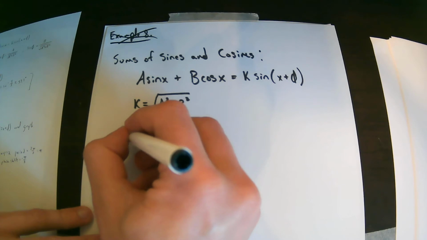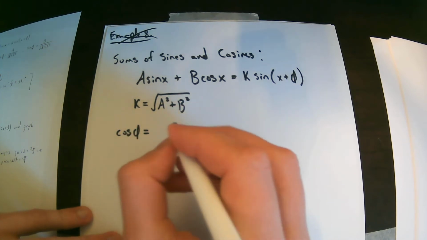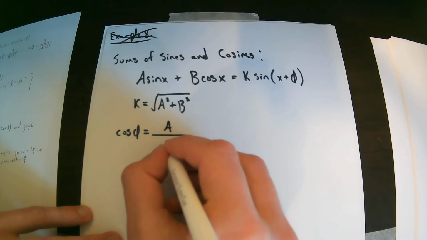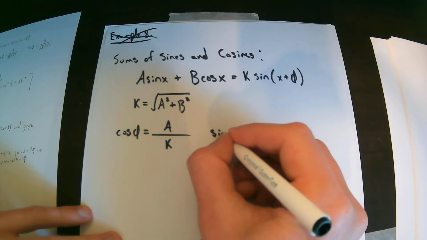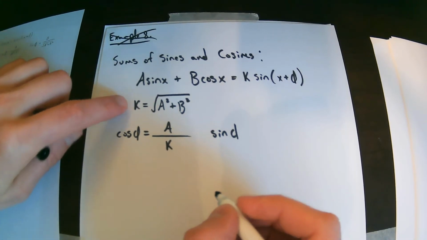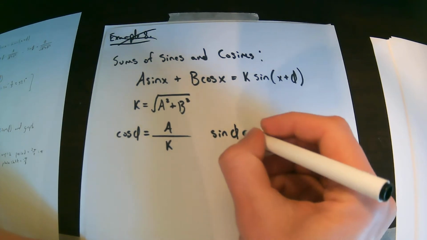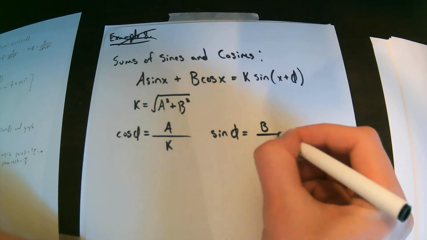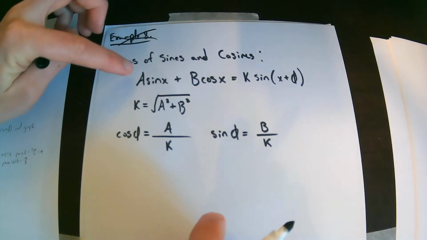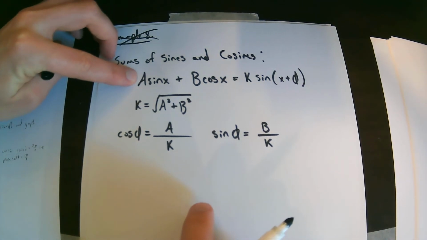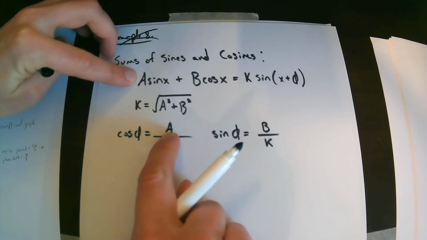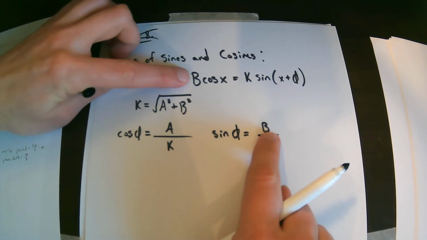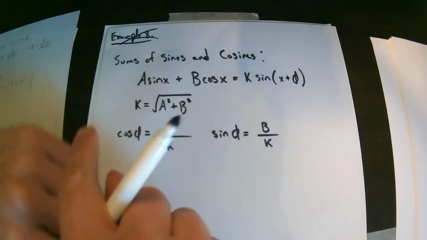Cosine, they give us this relationship for phi. Cosine of phi should be a over k, and sine of phi, so you've got to get k first, sine of phi should be equal to b over k. And by the way, this a is always attached to sine, so this is the number attached to sine over k, and this is for sine. This is the number attached to cosine, so they're flopped. You see that?